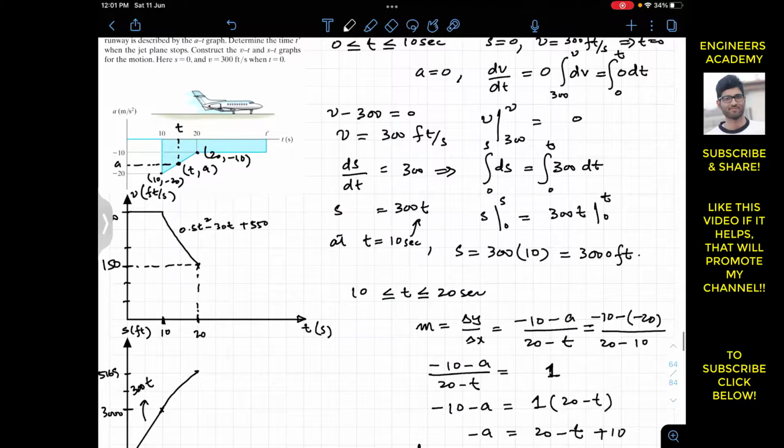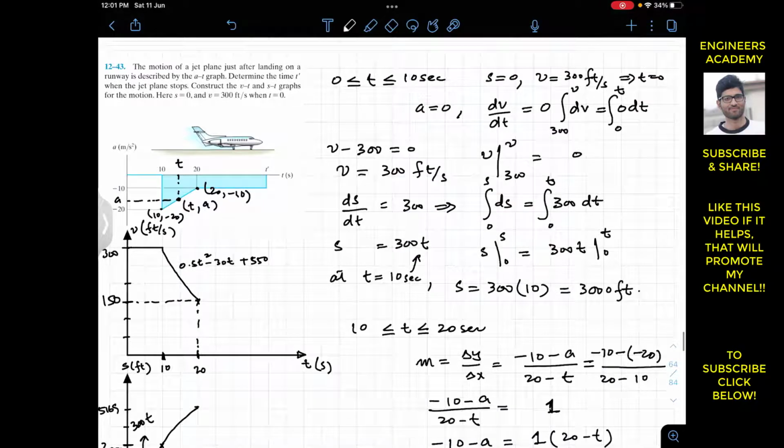Now the third interval is from t equals 20. Let me copy this.